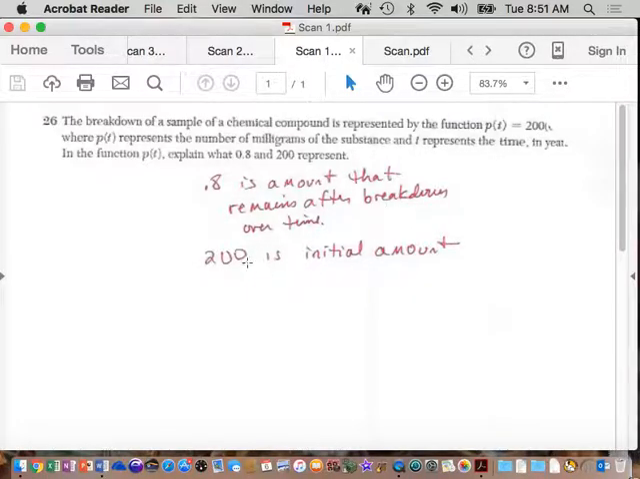All right. Do the easy part. 200 is the initial amount, or the starting amount. All right, that's easy. Every kid should get that right. If you didn't, smack yourself in the head. Next.